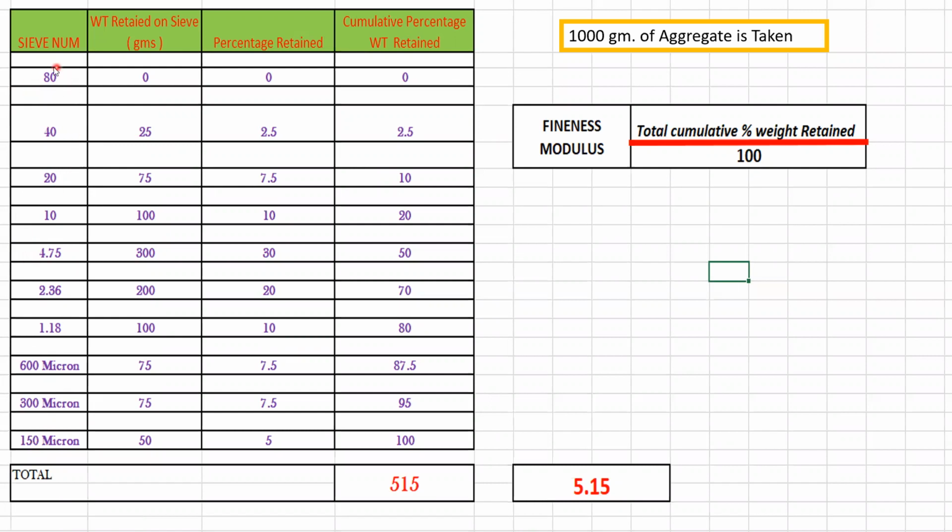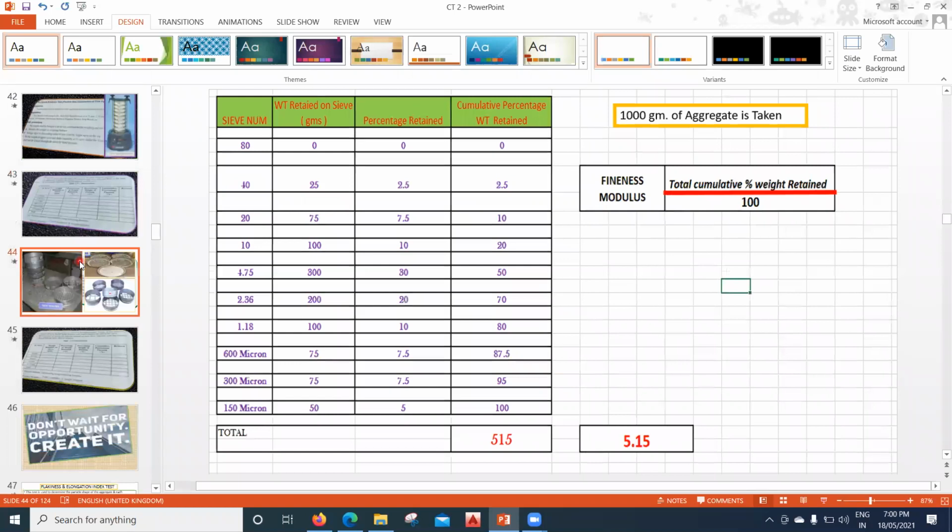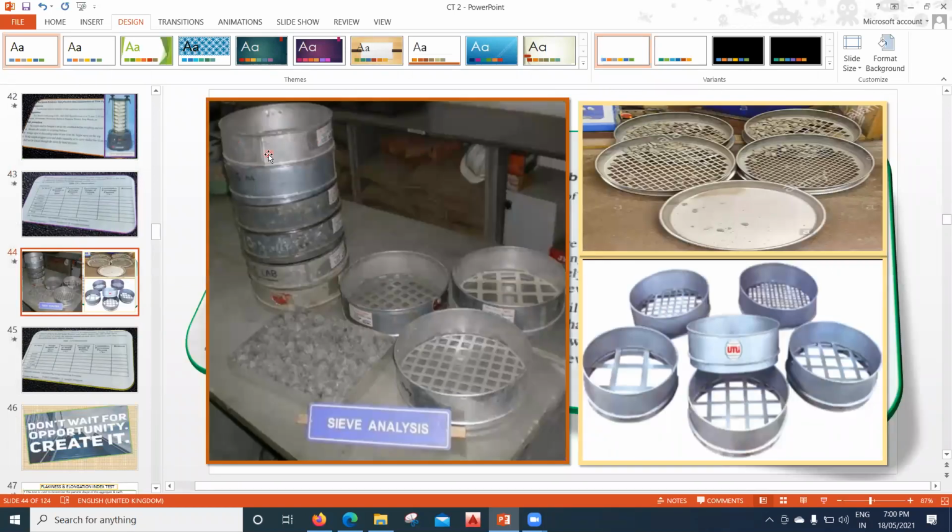First we'll see the sieve sizes of 80, 40, 20, 10 and 4.75. These are usually for the coarse aggregate, and if you're going for the fine aggregate, we know that fine aggregates are those whose particle size is less than 4.75. So for that we have to use 2.36, 1.18, 600, 300 and 150 micron. If you're going for the coarse aggregate, this is the sieve size we have: an 80 sieve, then a 40 sieve, then a 20 sieve, then a 10 sieve, then a 4.75 sieve. In this way the sieves are kept ready.